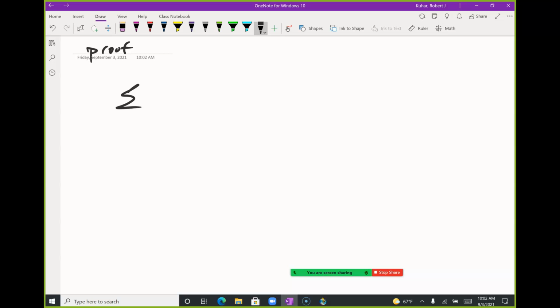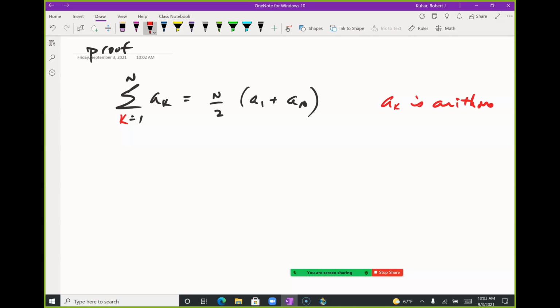right, that the sum from k equals 1 to n of a sub k is n over 2 times a sub 1 plus a sub n, right? I'm trying to prove that. And a sub k is arithmetic. I think it's obvious that a sub 1 is the first term and a sub n is the last term.